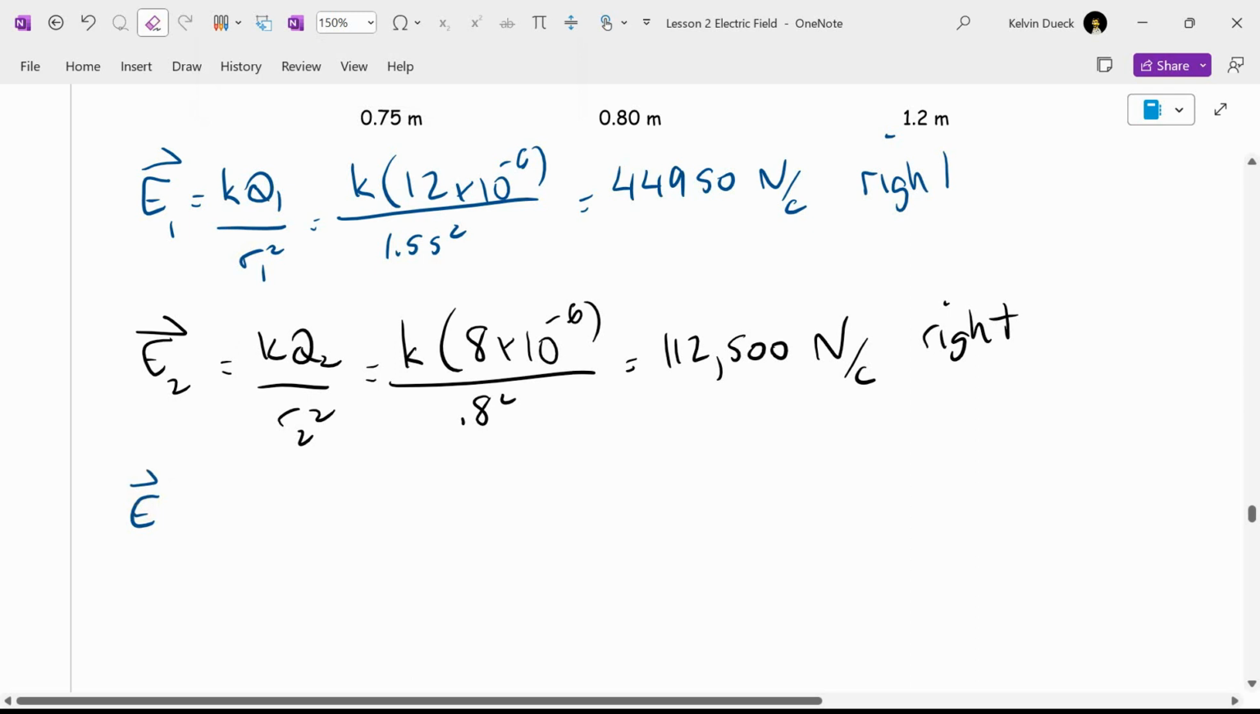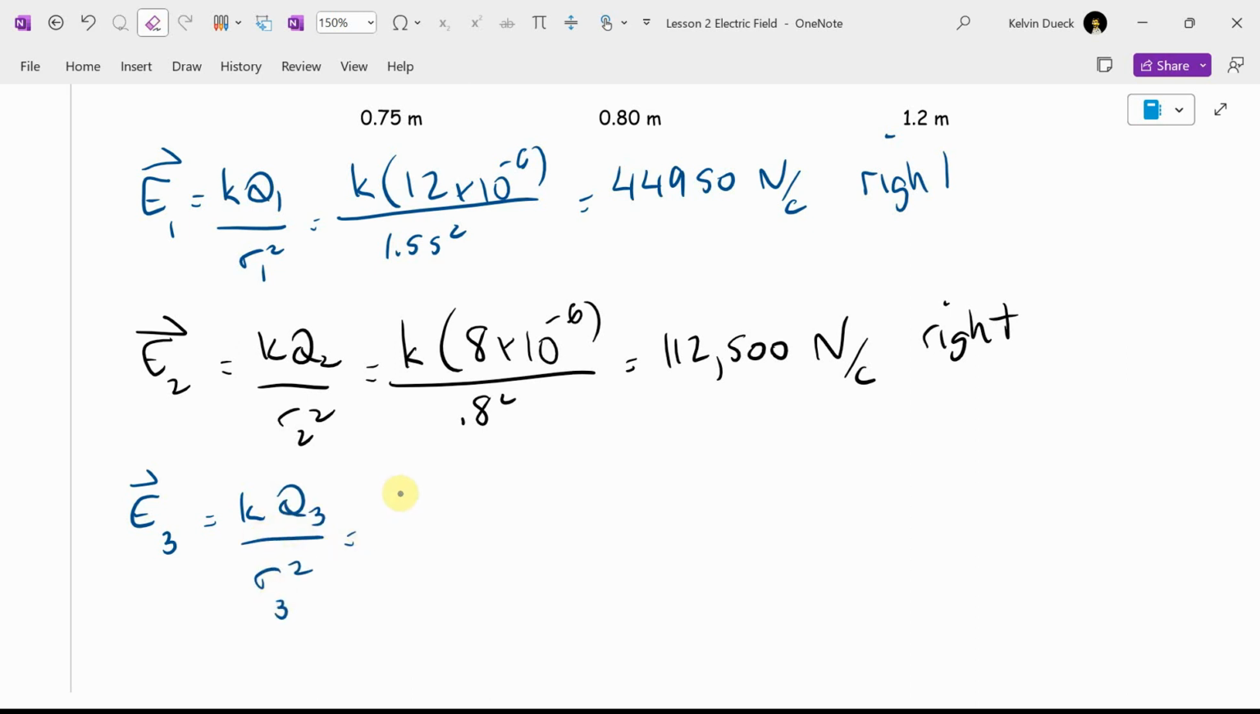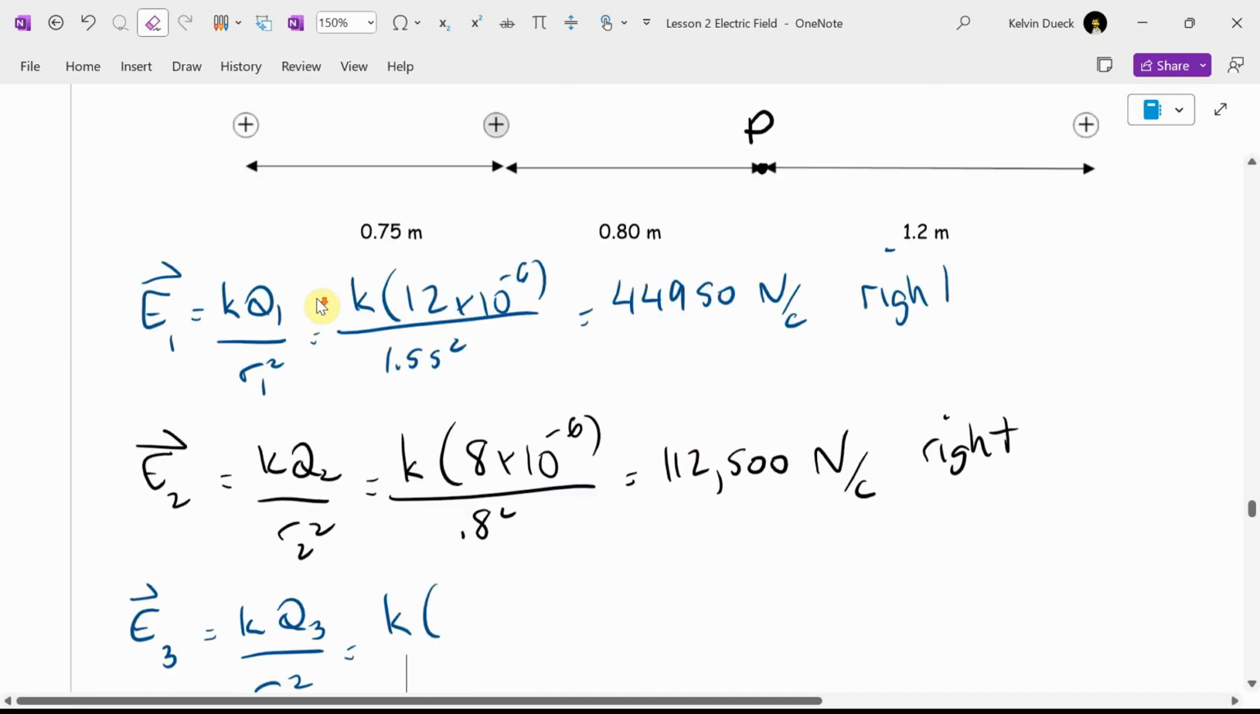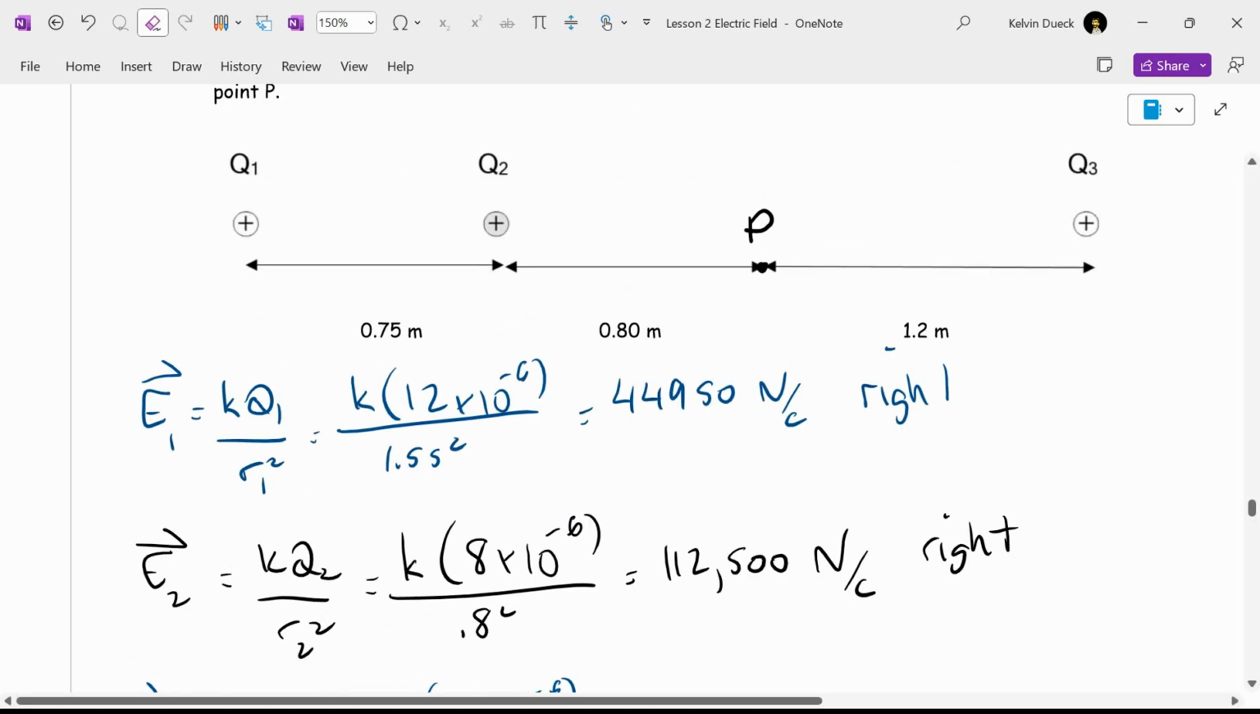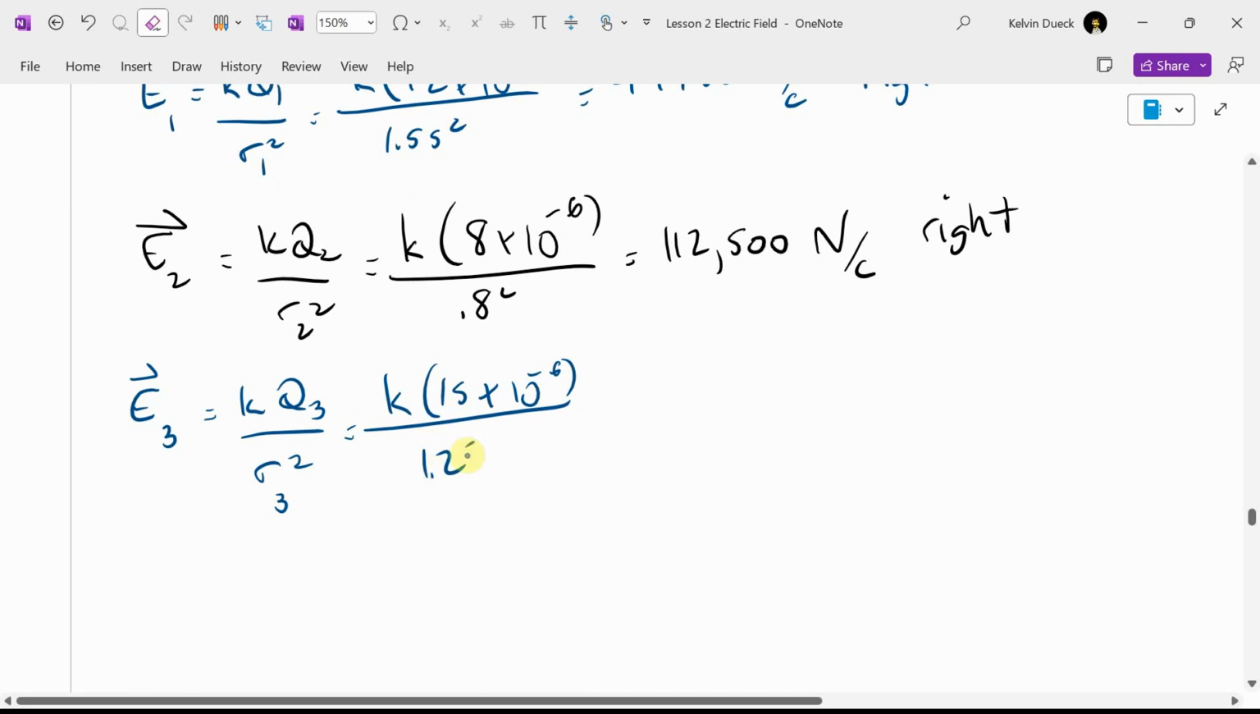And so, as far as I'm concerned, Chantel, I can give you 4 or 5. I'm not going to, but I can give you as many overlapping electric fields as we need, right? It's going to be KQ3 over R3 squared. K, what was Q3? 15 times 10 to the negative 6, all over 1.2 squared.